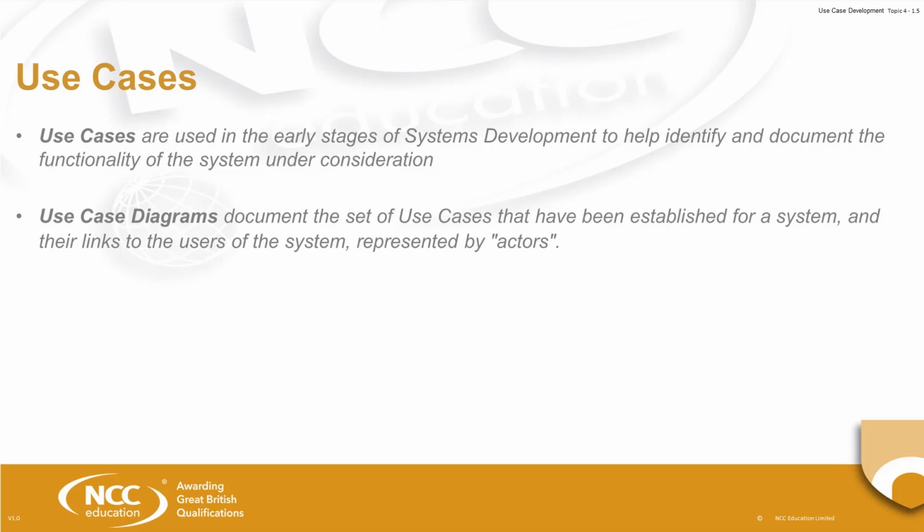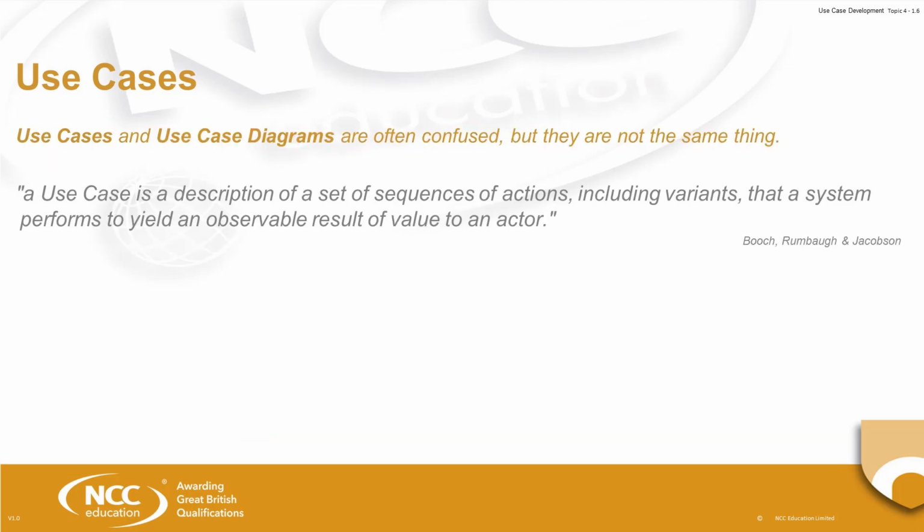Use case diagrams are used to document the set of use cases that have been established for the system, and they're linked to the users of the system, which are represented by actors. So use cases are the specification of the functionality, and use case diagrams link that specification and that functionality to the users. Quite often use cases and use case diagrams are confused early in development, but they're not the same thing. A use case is a description of a set of sequences of actions, including variants, that the system performs to yield an observable result of value to an actor. This is directly taken from the book by Booch, Rumbaugh and Jacobson.